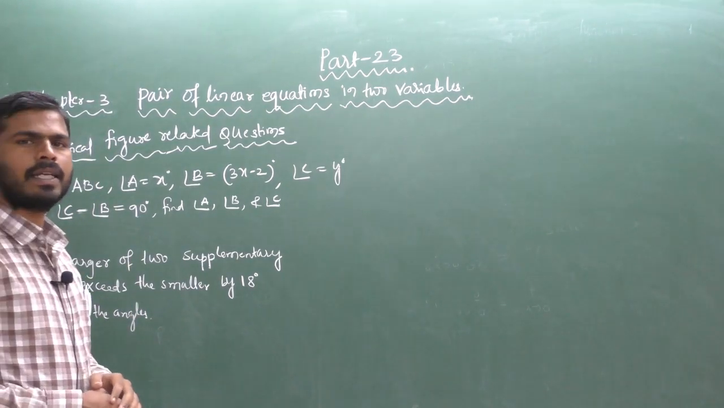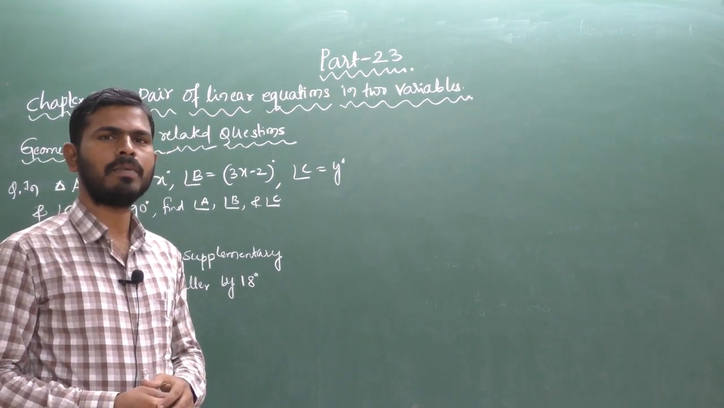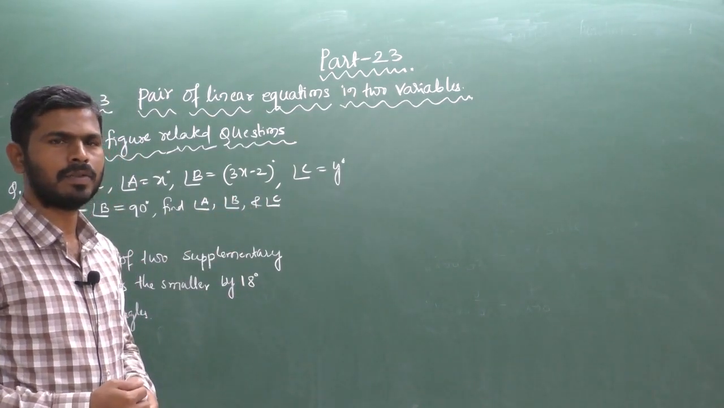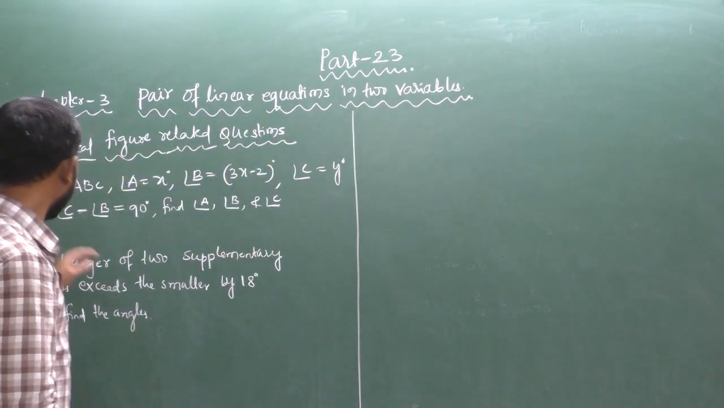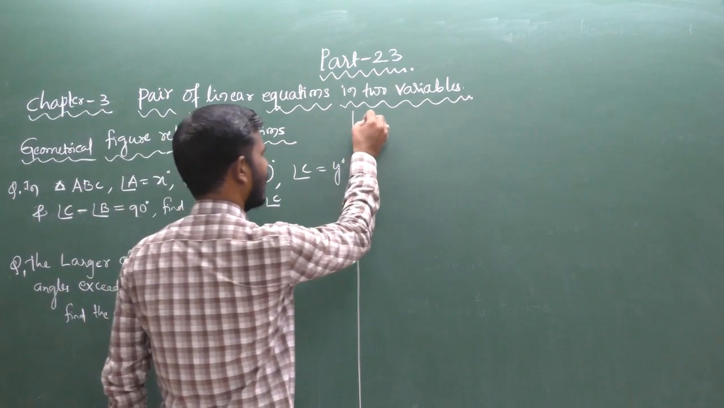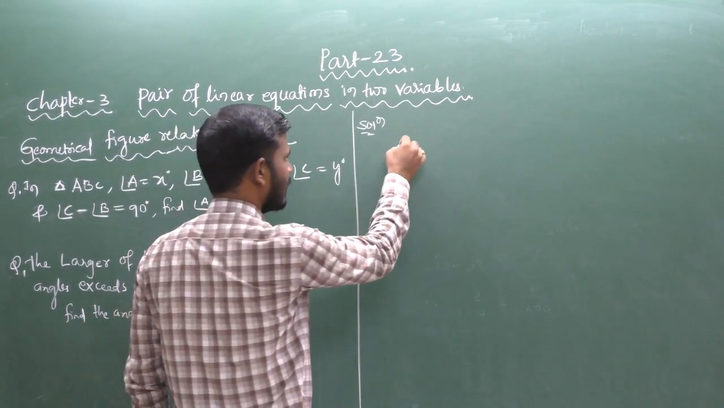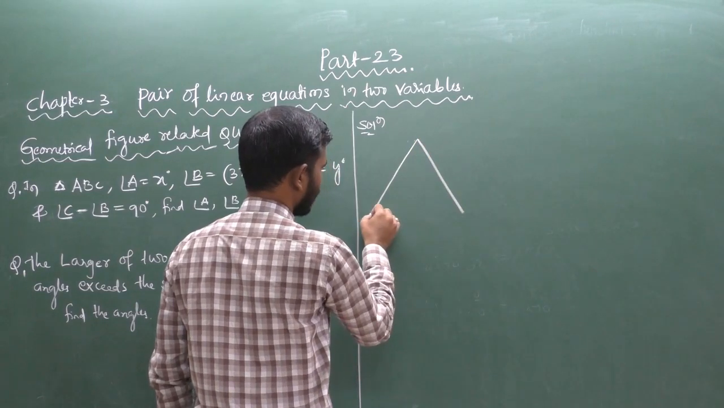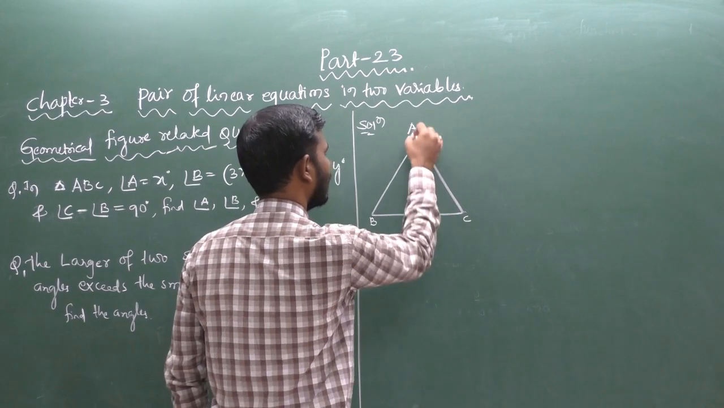First you have to read the question carefully: what is given and what you have to find out. Then see how to form a pair of linear equations in two variables from this problem. So the first one is in triangle ABC. You have to write here the solution. This is the rough figure, the triangle ABC.